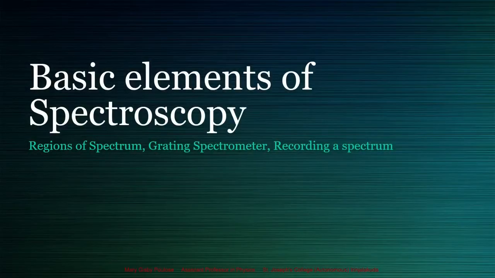Good day, students. Today, we shall look into a new chapter, Basic Elements of Spectroscopy. In this, we shall look into what is a spectrum, what do you mean by spectroscopy, what are the different regions of the electromagnetic spectrum, what is a grating spectrometer, and how do you record a spectrum.